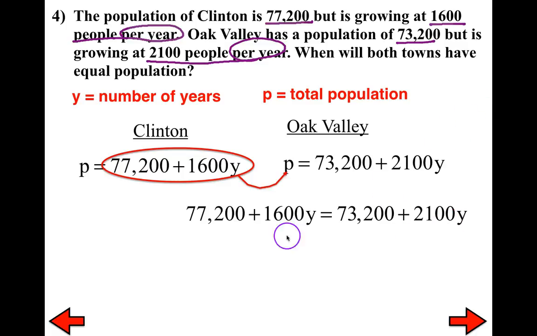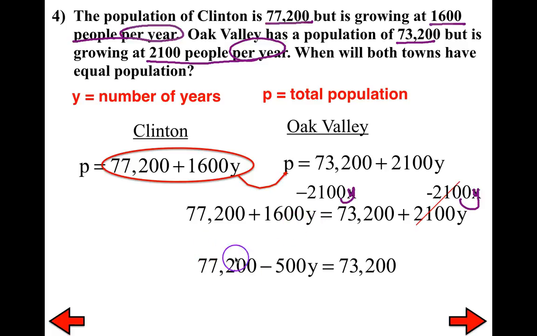Since we have variables on both sides, I like to move mine over to the left. So subtracting that, sorry, this should be y's and not x's. Leaving me with 77,200 minus 500y equals 73,200. Now that we have variables to the left, I want to move my constant over to the right. So I'm going to go and subtract that from both sides.